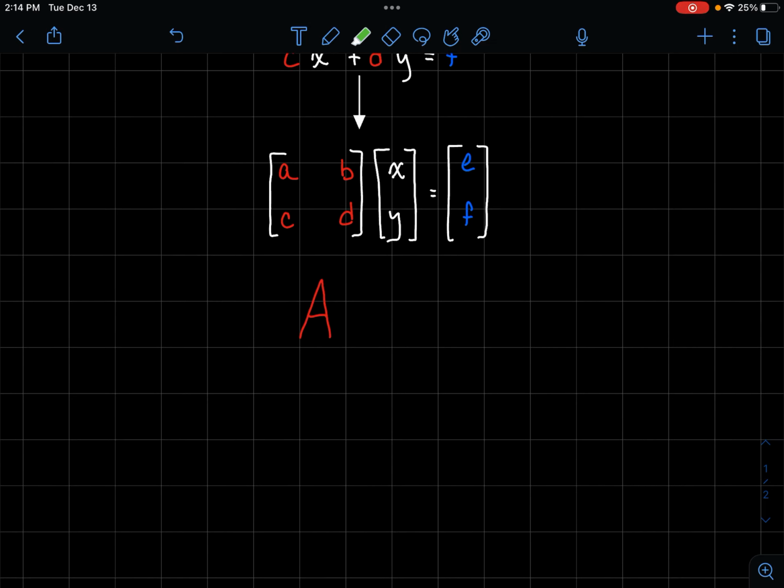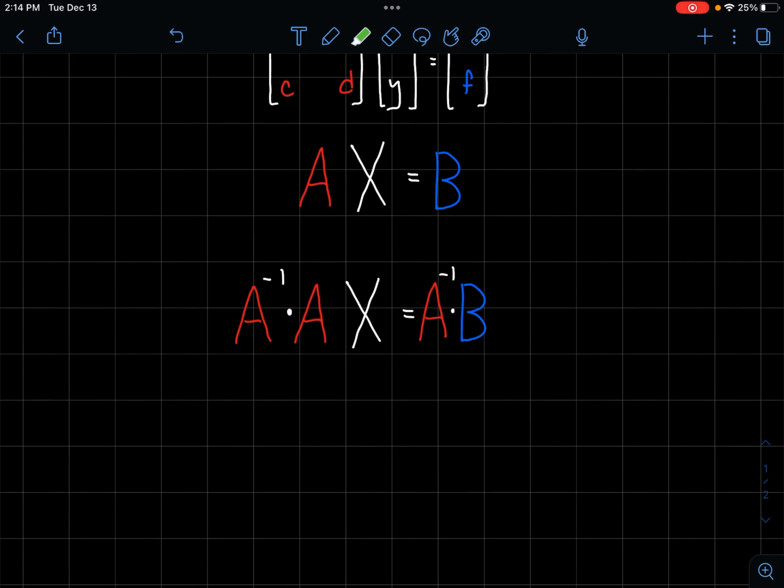So I can label this coefficient matrix as A. I can label the variable matrix as X, and then our constant matrix as B, that it's equal to B. Now, from previous videos, we had talked about inverses, that if we multiply a matrix by an inverse, if it does exist, it would cancel it out. So what if I go ahead and multiply both sides by the inverse of that matrix, since it's supposed to exist?